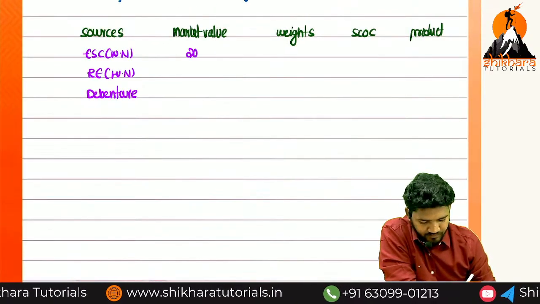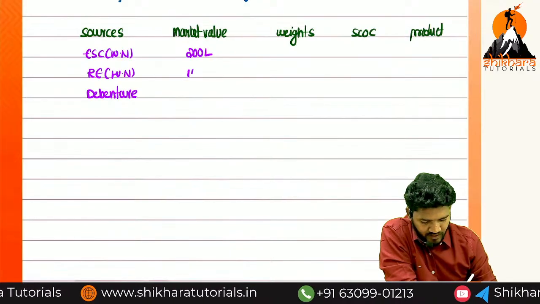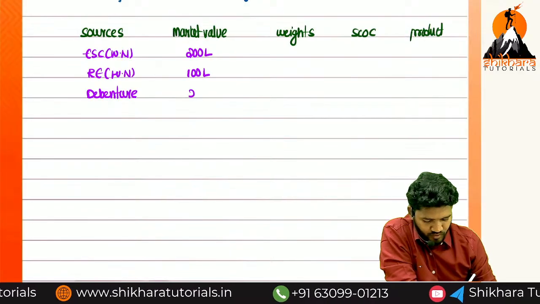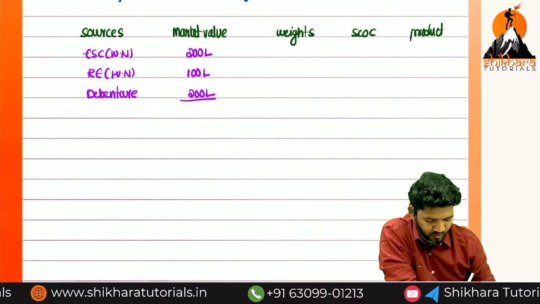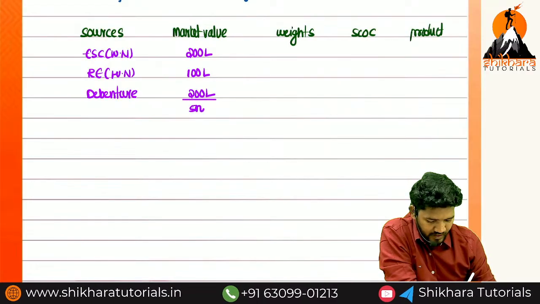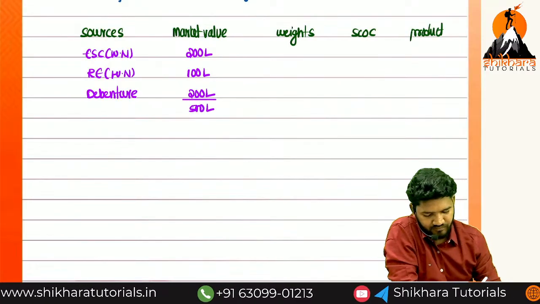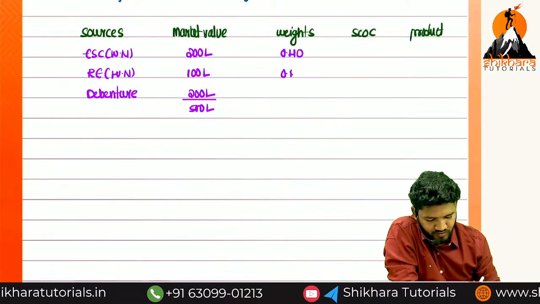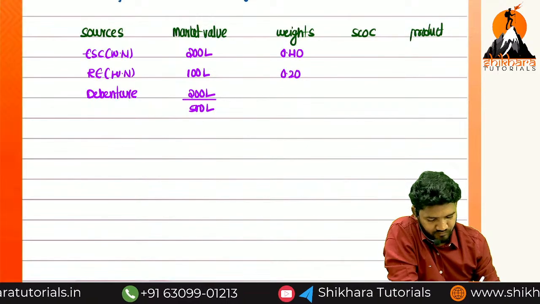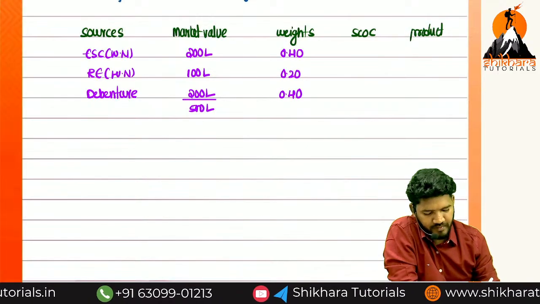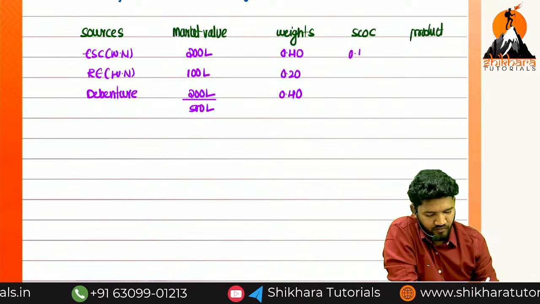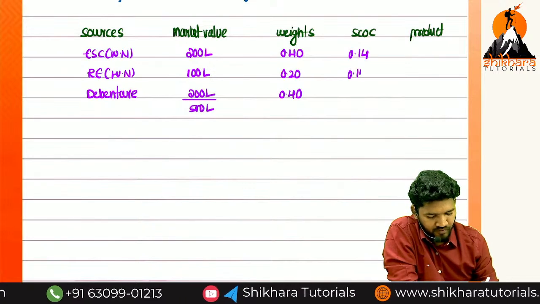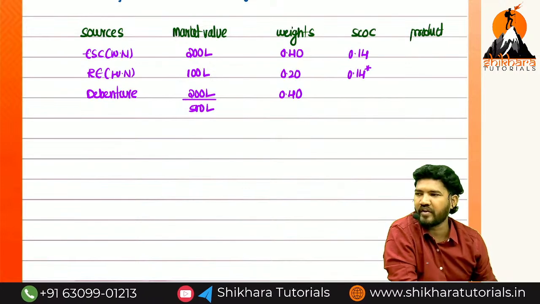200 lakhs, here 100 lakhs, here 200 lakhs. Total 500 lakhs. Weights please: 0.40, 0.20, 0.40. Specific cost of capital already 0.14, 0.14. Put a star here. You have to write an assumption.